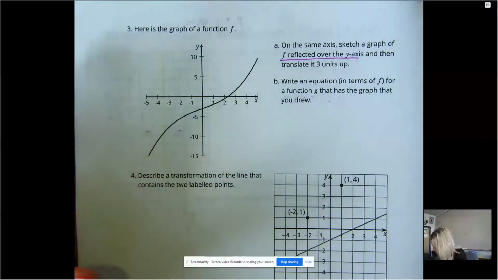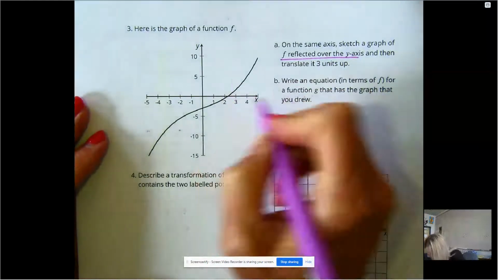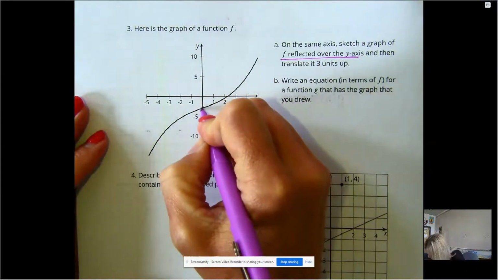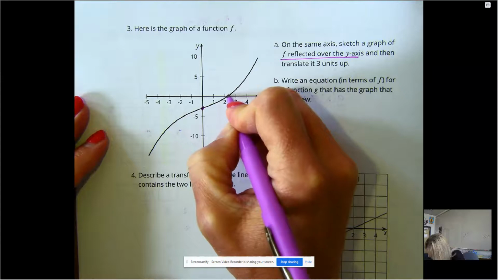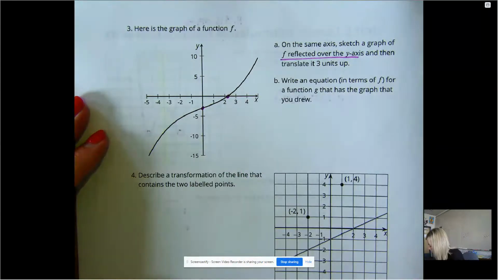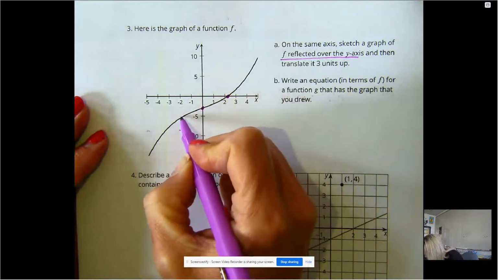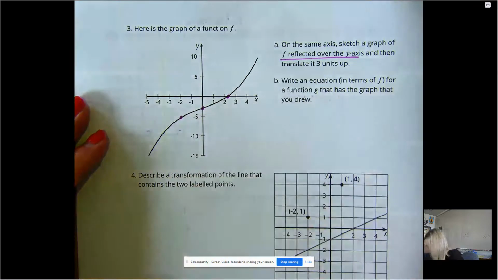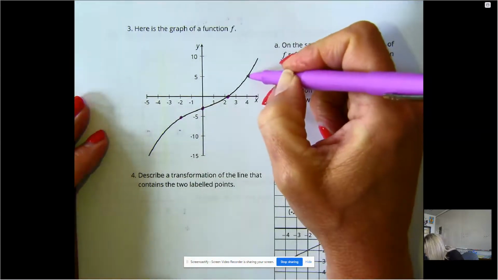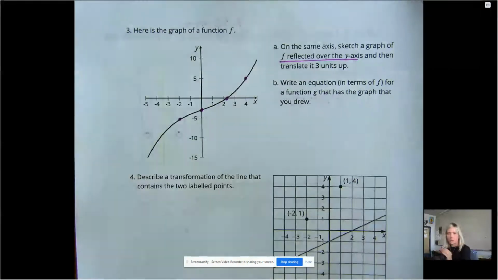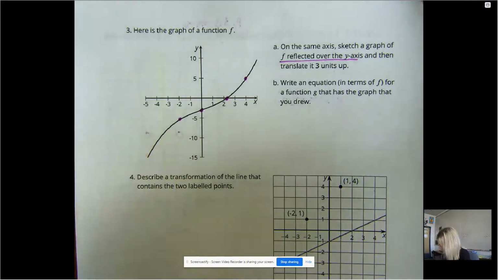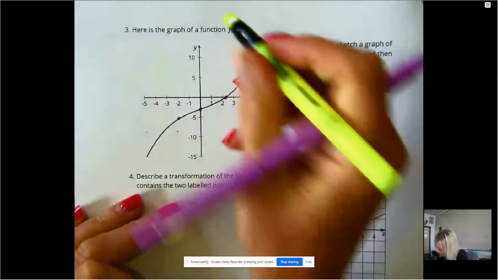So I'm going to just pick a few points to do that with. And I think this is a good point here. Obviously, the intercepts are going to be good points. And then maybe, it looks like about negative 2, negative 5, and then maybe 4, 5. So those look like pretty good points. So we're going to first reflect and then shift up. So we're reflecting over the y-axis.